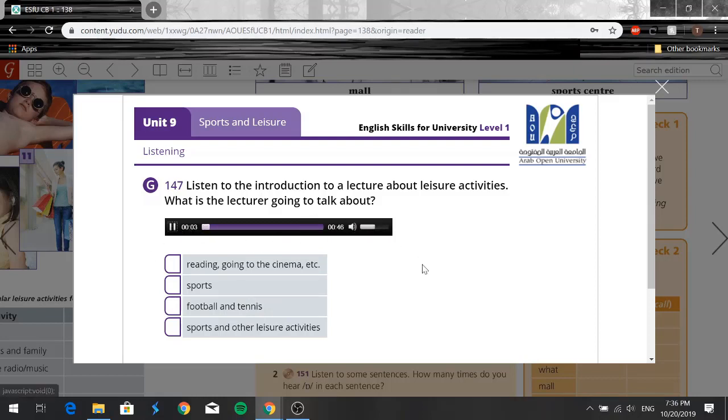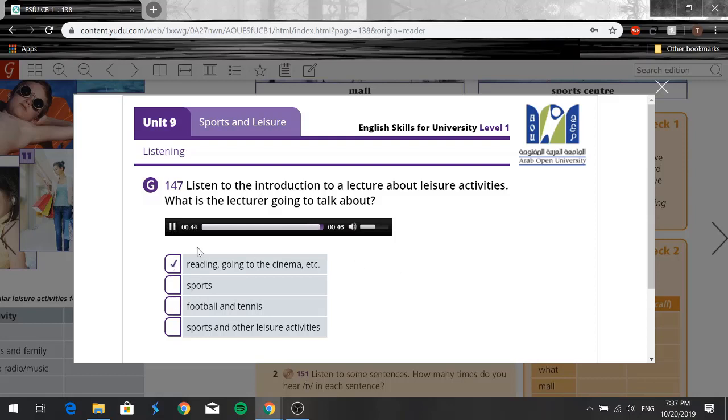147. Exercise G. Listen to the introduction to a lecture about leisure activities. There are two main kinds of leisure activities. The first kind is sports, like football and tennis. I talked about sports last week. I'm not going to talk about sports activities today. I'm going to talk about the other kind of leisure activities, like reading and going to the cinema. In the UK, these activities are more popular than sports with adults. So today, we are going to look at some of these activities.